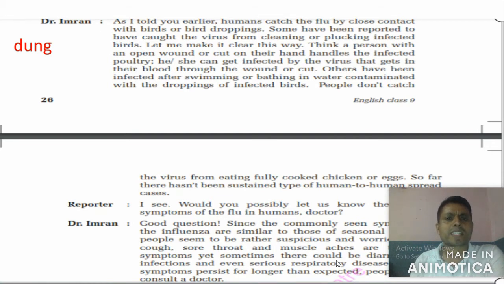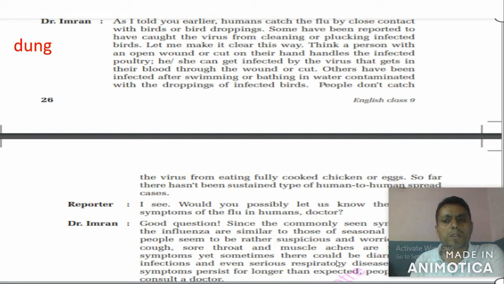Now, what does the doctor say? Let me make it clear this way. Think of a person with an open wound, right? So here the doctor is giving an example to make his answer clear. Think of a person with an open wound or cut who, on the other hand, handles the infected poultry. If such a person, having a wound or cut on his or her body, goes to that poultry farm and works there, he or she can get infected by the virus that gets into their blood through the wound or cut.